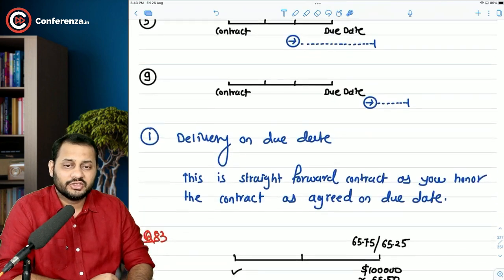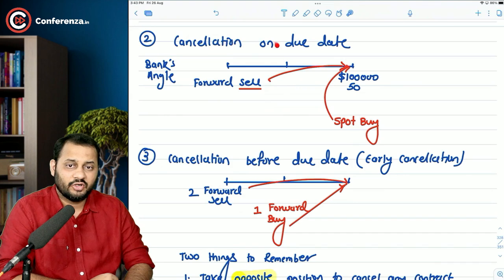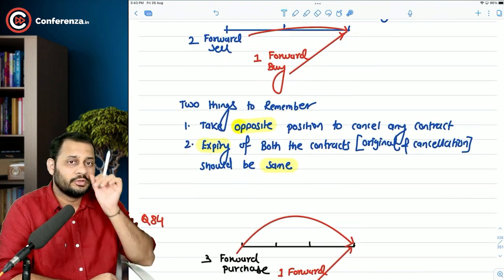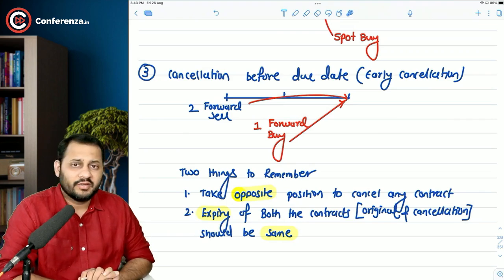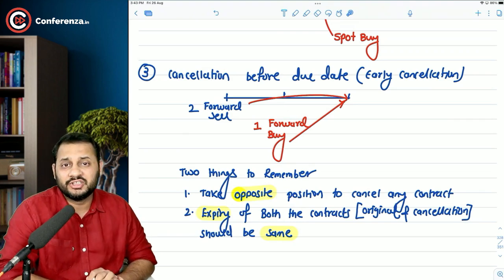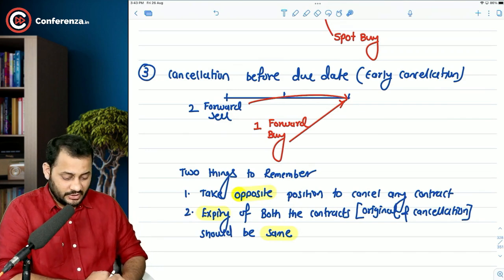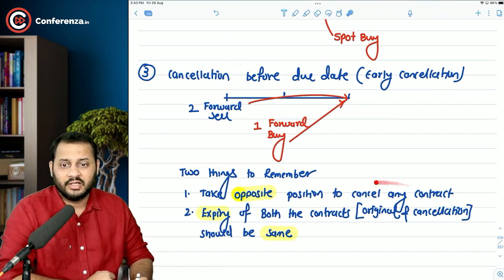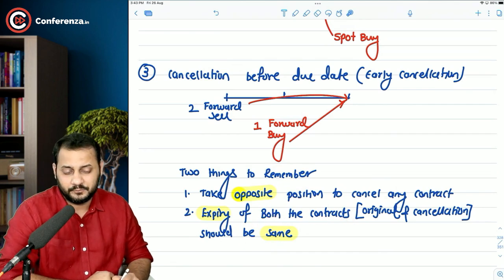Now understand the logic of cancellation. Cancellation on due date, cancellation before due date. There are only two things to remember in case of cancellation of the contract. Whatever contract you have entered into, the original contract, you have to cancel it by taking the opposite position. Take the opposite position to cancel any contract, and the expiry of both the contracts should be the same.